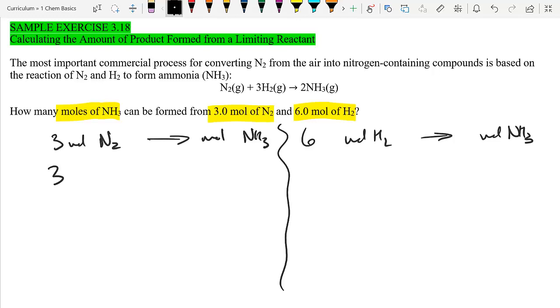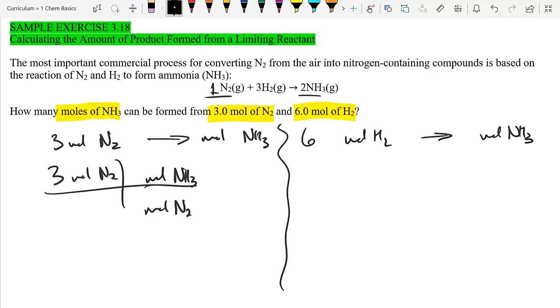So set up here, 3 moles of nitrogen, looking at the reacting ratio, I want to get rid of moles of nitrogen to find moles of ammonia. We see that's 1 nitrogen for every 2 ammonia. So 2 here, 1 here, our moles cancel. We're going to see 3 times 2 gives us 6 moles of ammonia are possible. Not necessarily that's what can happen or what will happen, but that's what can happen. 6 moles could be made from nitrogen.